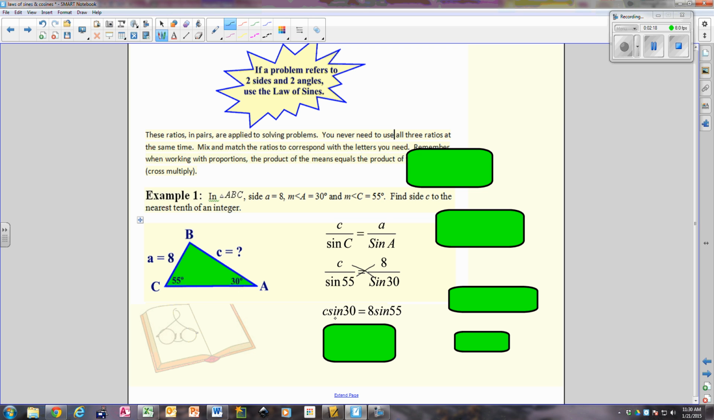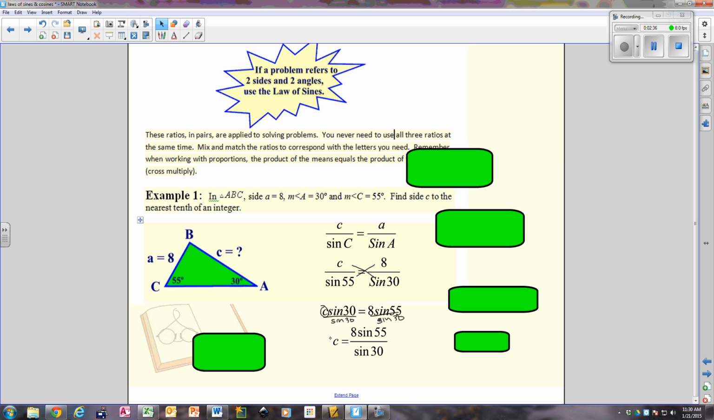Now, since we're solving for C, you're going to divide both sides by the sine of 30. Now, keep in mind when you divide by the sine of 30, you do not want to type it in your calculator just like this, because your calculator is not going to understand and it's going to get it wrong. So make sure that when you type it in the calculator, you do 8 times the sine of 55, hit enter, then divided by the sine of 30. That way your calculator will know to multiply all of this, then divide by this, giving you an answer of 13.1.